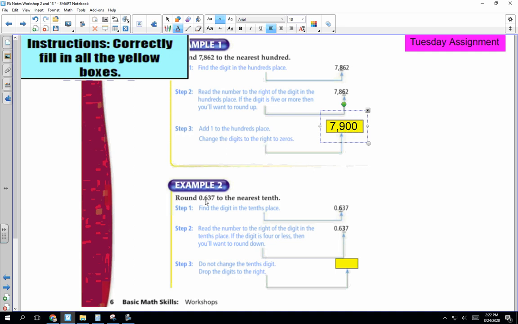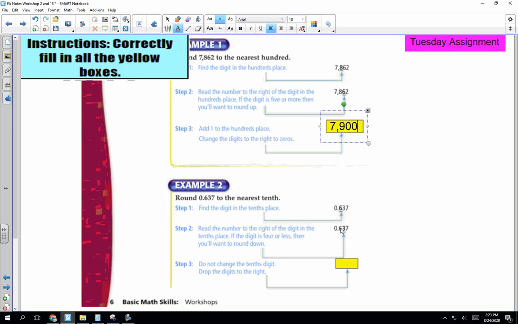Okay, let's look at a decimal version of this. We're going to take 637 thousandths. We're going to round it to the nearest tenth, which we find the tenths place, which is this 6, because remember it goes ones, decimal point, tenths, hundredths, thousandths. Read the number to the right of the digit. It is a 3. So if it's 4 or less, we round down, which actually means we keep the number the same.